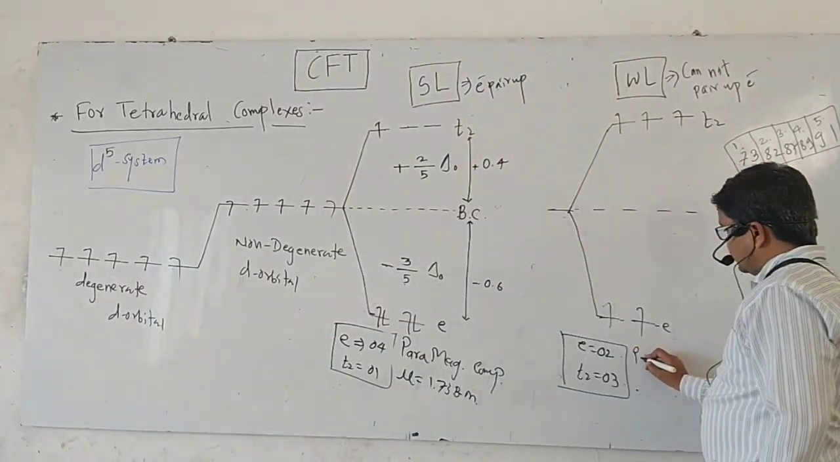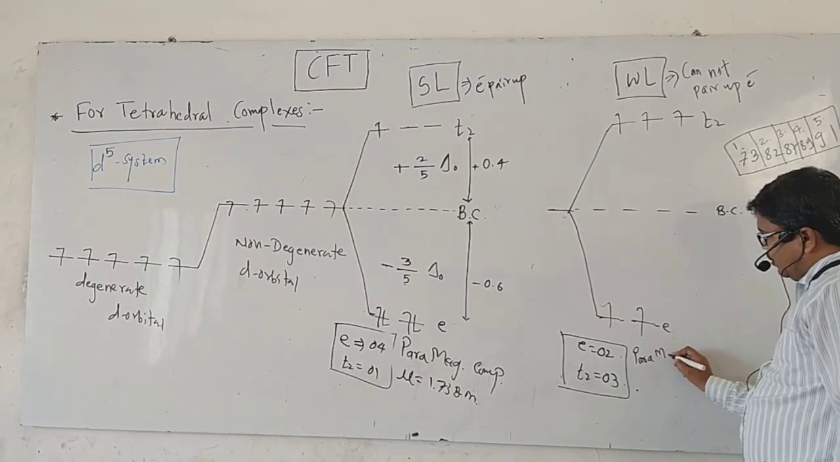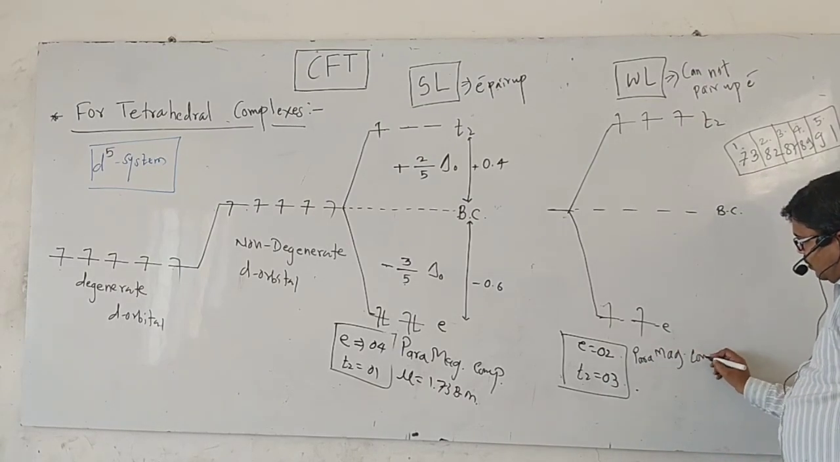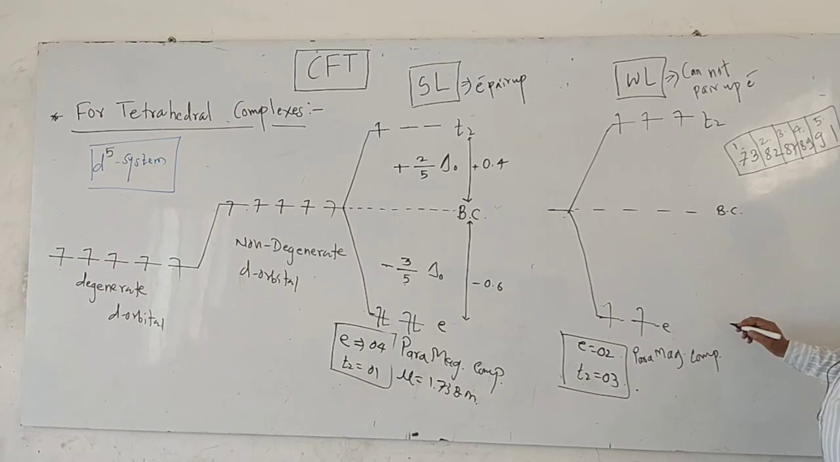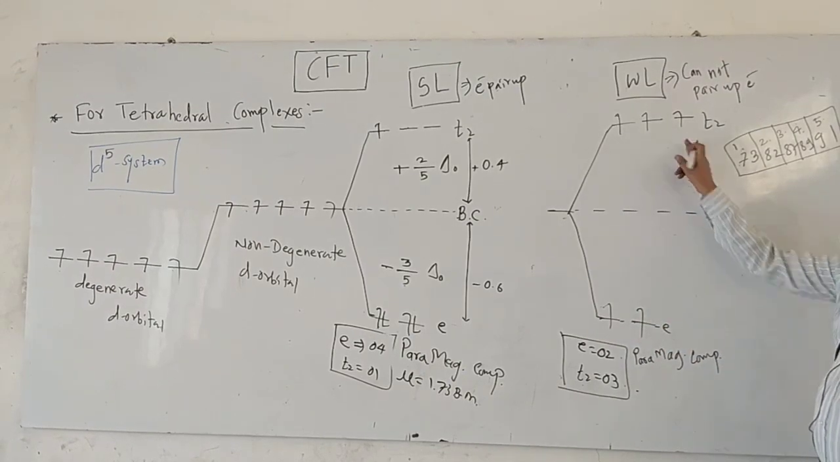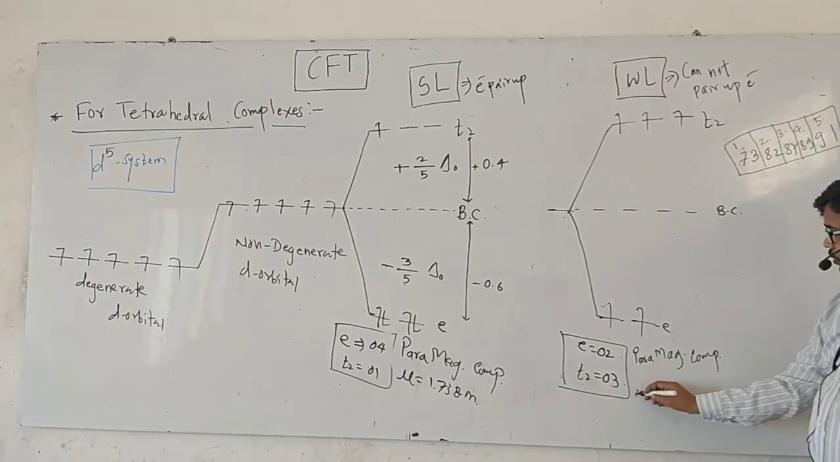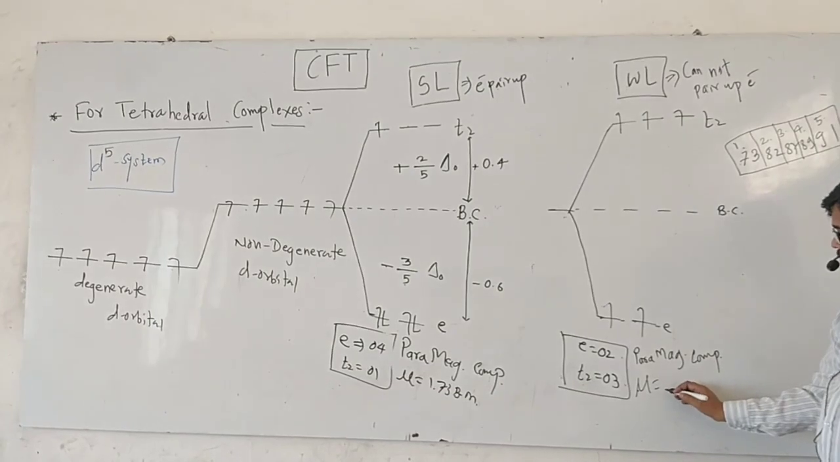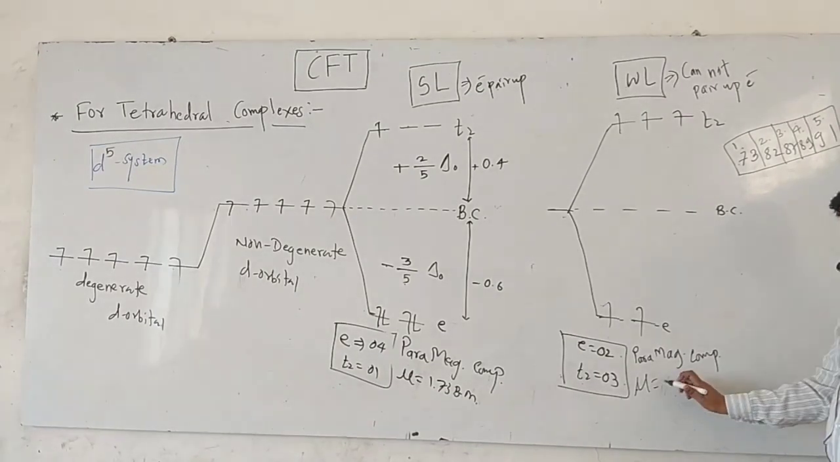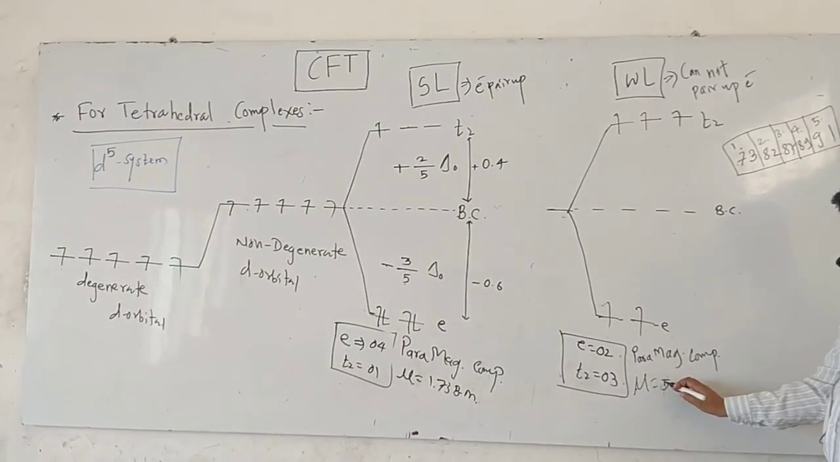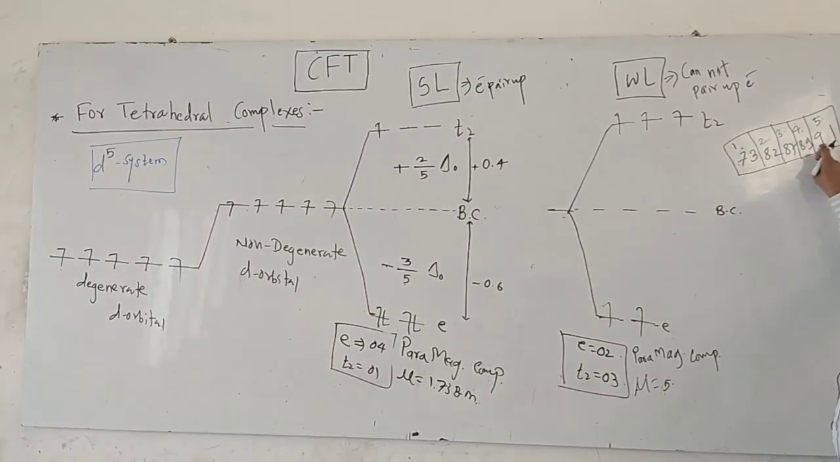Now here unpaired electrons are present, so it will be a paramagnetic complex. Number of unpaired electrons are 5, so magnetic moment mu will be 5 point something, it will be 5.9.